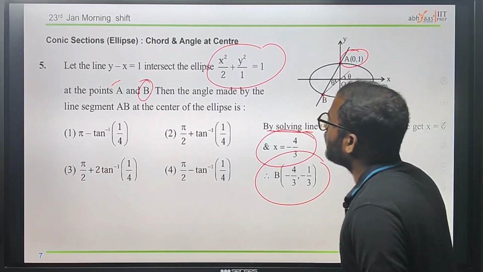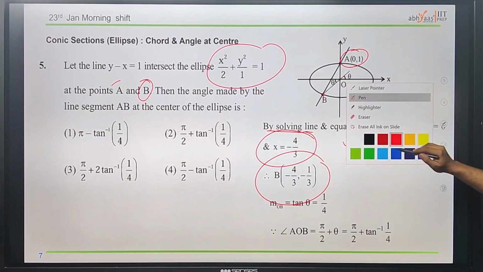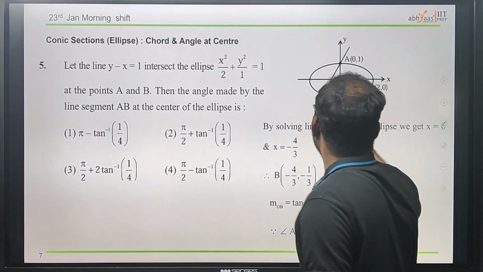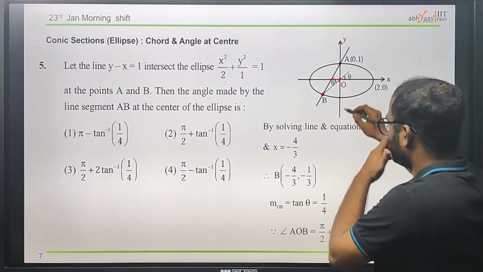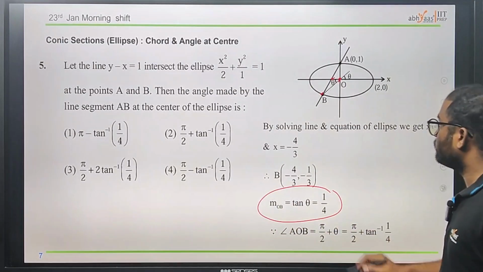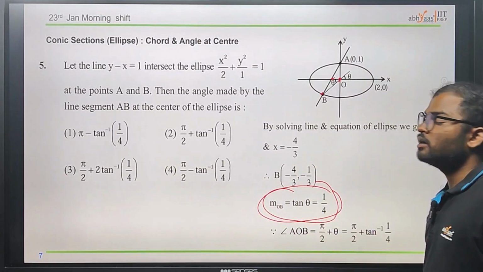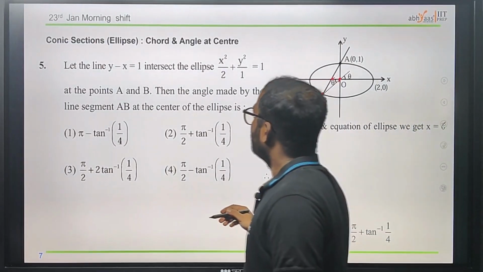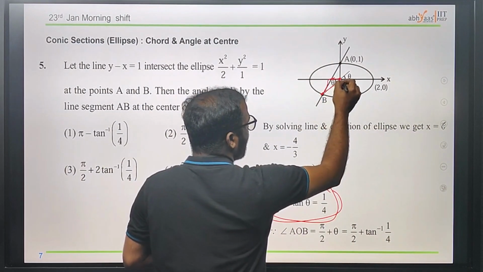Now we need to find the angle made by that line segment, which we can easily solve by using tan. The slope m of OB gives tan theta equal to 1 by 4. I hope you understood. We can easily find the slope, which is 1 by 4.